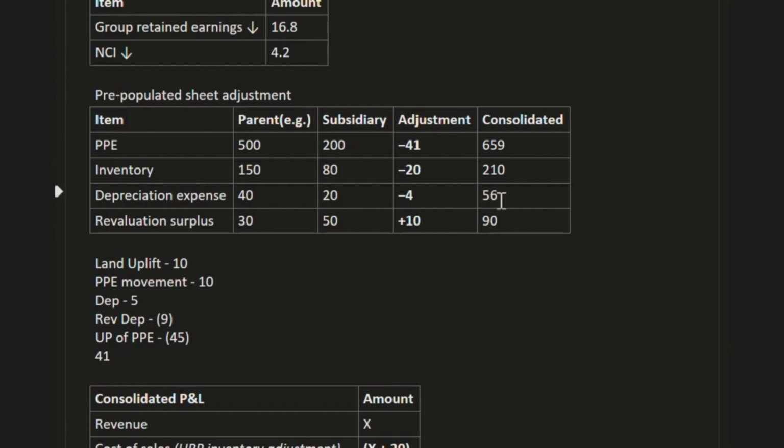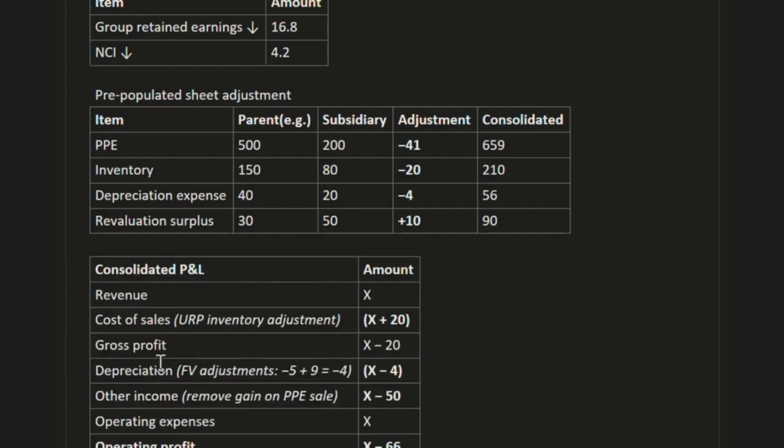So here expense decreased. Now revaluation surplus, we have fair value of land uplift 50 it was, and it become plus 10 become 90. 30 plus 50 plus 10, 90. So that's how we need to do the adjustment. In the adjustment, we need to check whether PPE includes only machine and building or entire land, everything. So we need to check it.